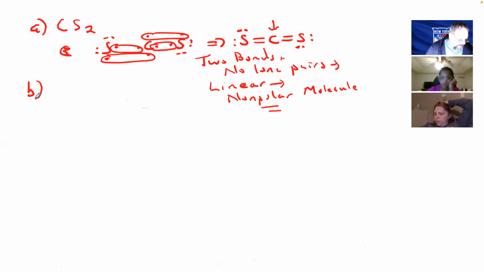Let's look at letter B. NF3. So the step is to make it a Lewis structure, then VSEPR for the shape. And then remembering, again, some memorization, which shapes lead to nonpolar molecules versus which shapes lead to polar molecules.